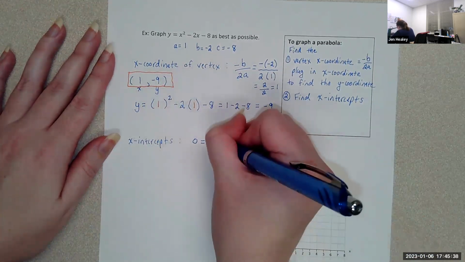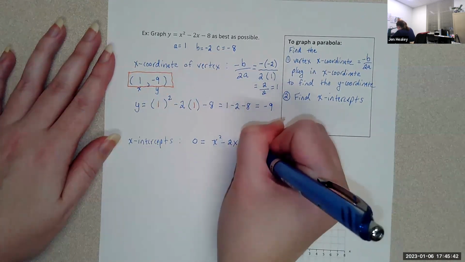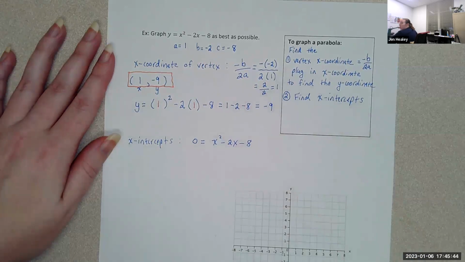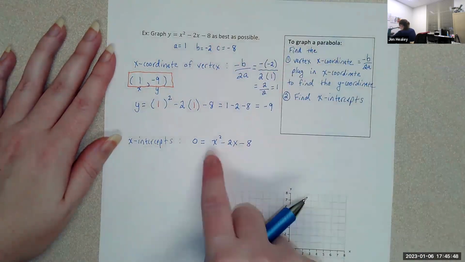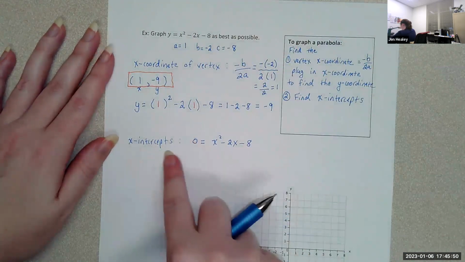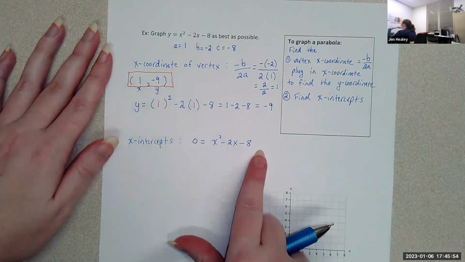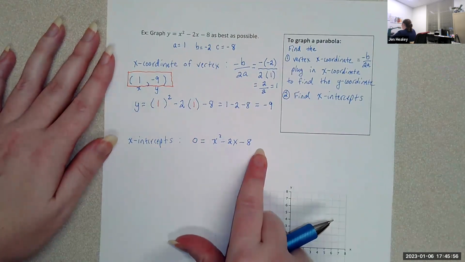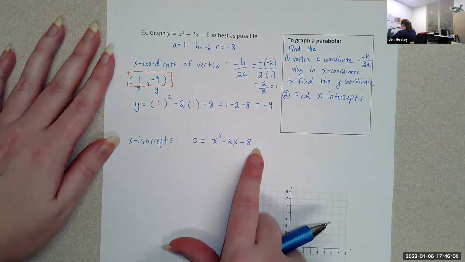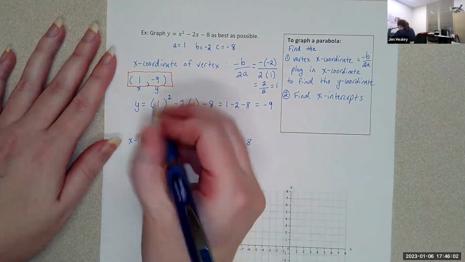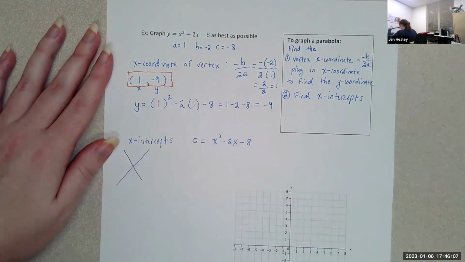So 0 is equal to x squared minus 2x minus 8. So I'm writing the equation of that parabola again, but instead of writing the y, I'm putting a 0 there. That's how you find x-intercepts. And so this should look vaguely familiar when we were doing factoring before. So thinking back to how we would find factors with a quadratic, if it was factorable, we used our x box method.